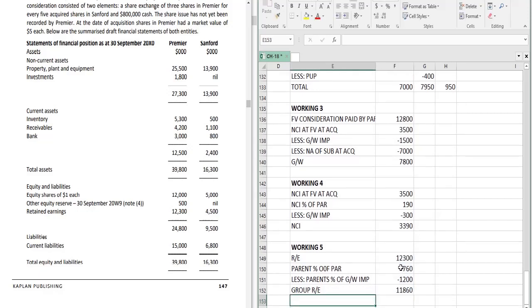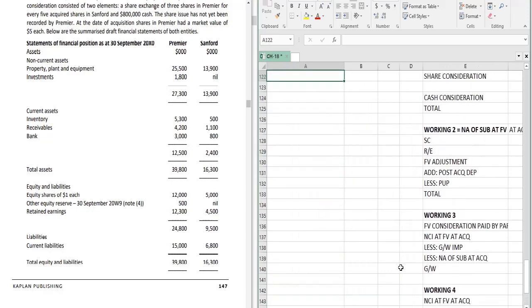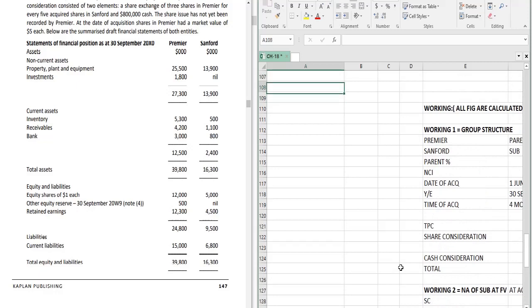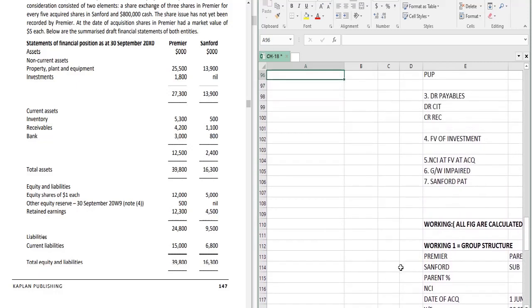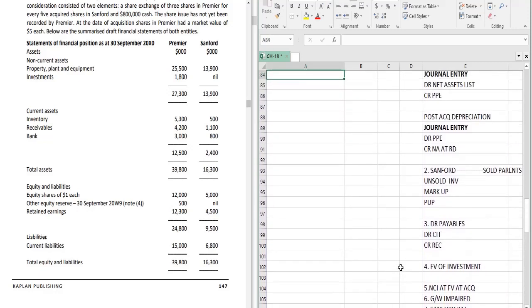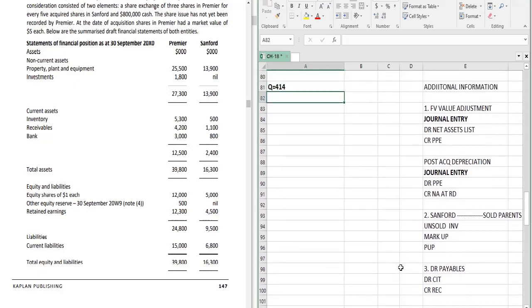Okay, so we got group retained earnings. So now we will move to the preparation of the consolidated financial statement position. I will write it in shortcut: consolidated statement of financial position as at 30 September 20x0. Okay, so first is assets.